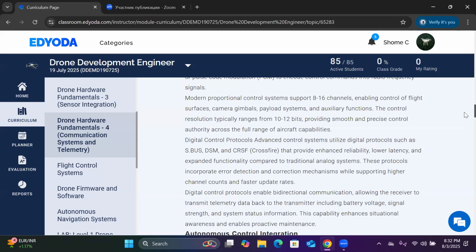So these digital control protocols will enable bidirectional communication. Why bidirectional? Because on one side, you are sending the data from the drone to the communication box, and on the other side, the communication box is sending some alert data back to the drone, saying that this is bad or this is good. Now you want to abort the mission or you can come back to the home location or the base location. That's why it is a bidirectional data flow, allowing the receiver to transmit telemetry data back to the transmitter, including the battery voltage. Transmitter means the drone side, including the battery voltage, signal strength, and system status information.